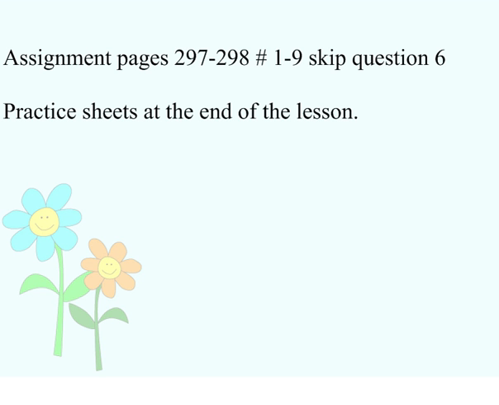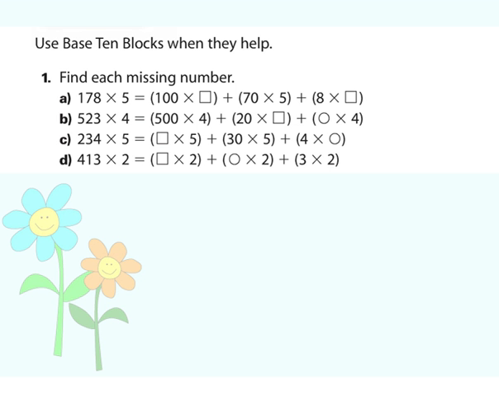Your assignment today is pages 297, 298, numbers 1 to 9, but I'm going to ask you to skip question 6. And there's also some practice sheets of some more questions multiplying the short way with 3-digit by 1-digit numbers. Let's have a look at some of the questions that kids struggle with.